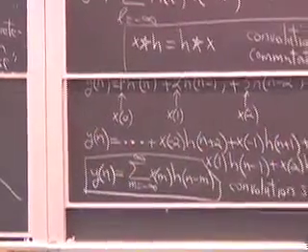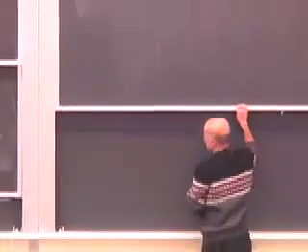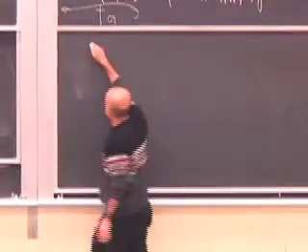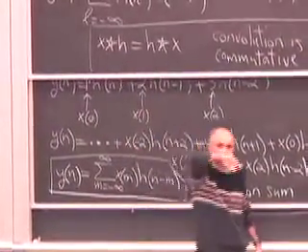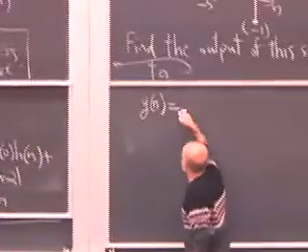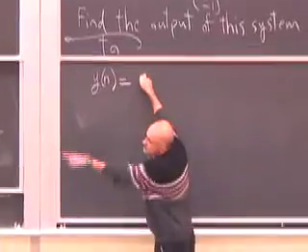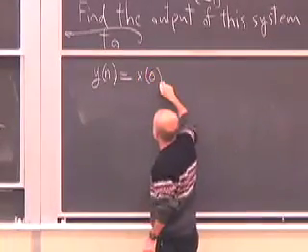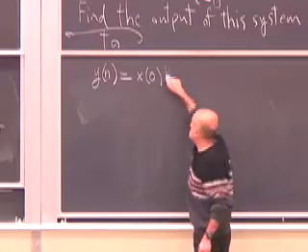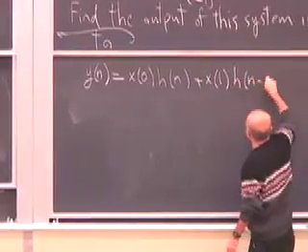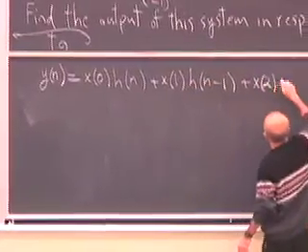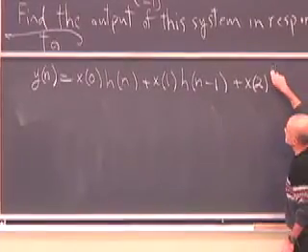So when you want to figure out the output corresponding to this system, you can write the output either as the convolution of X with H or H with X. If it's X with H, how many values do you have? X of 0 times what? H of N. Plus X of 1 times what? H of N minus 1. You got a deja vu feeling? X of 2 times H of N minus 2.